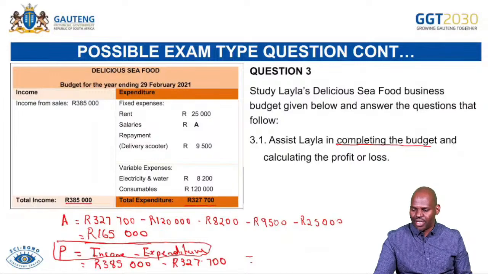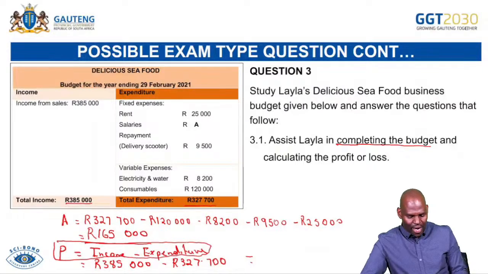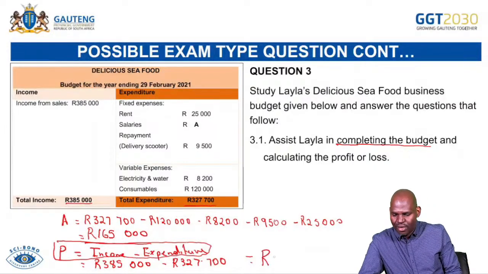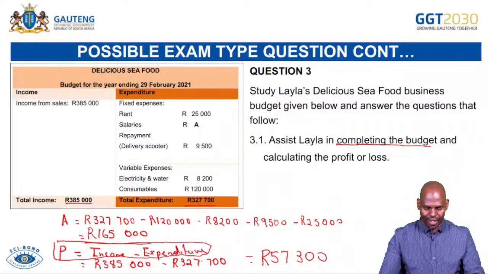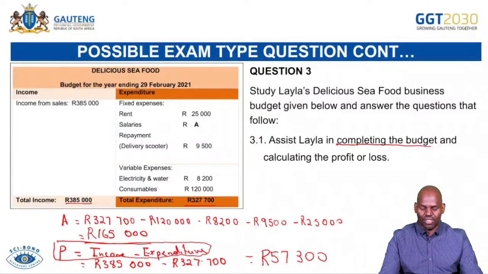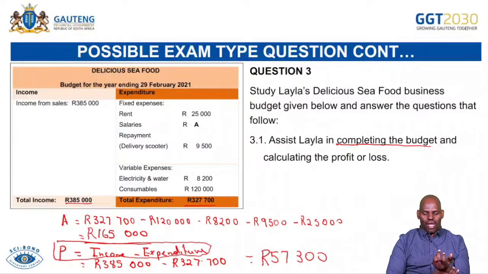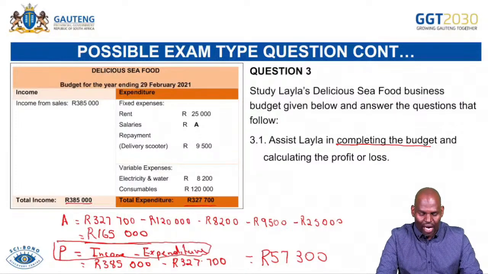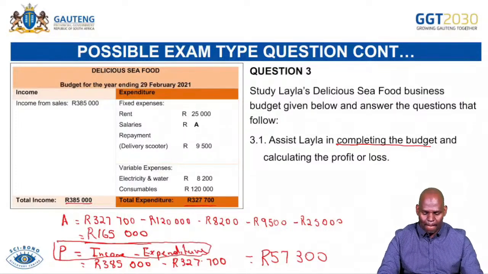So if I take 385,000 and then I subtract 327,700, then the answer is 57,300. So that is 57,300. It's a profit. So that is the answer for number 3.1.